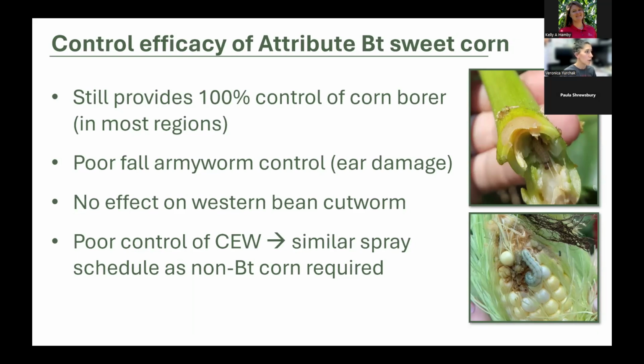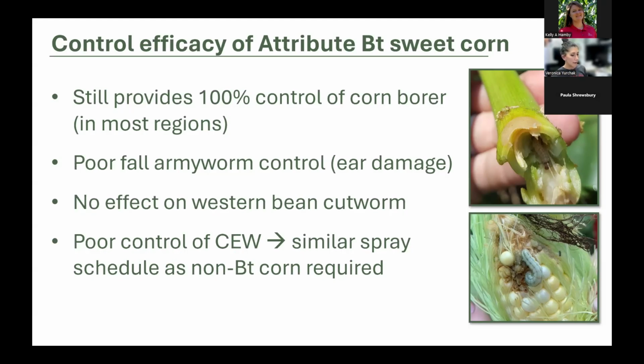It does not work well for fall armyworm at the ear stage. It's a little bit better in the whorl stage sweet corn, but still not great. The Attribute varieties have no effect on western bean cutworm. And now that resistance has built up, they give you very poor control of corn earworm. So you pretty much need a very similar spray schedule in Attribute sweet corn as you would in a non-BT variety.